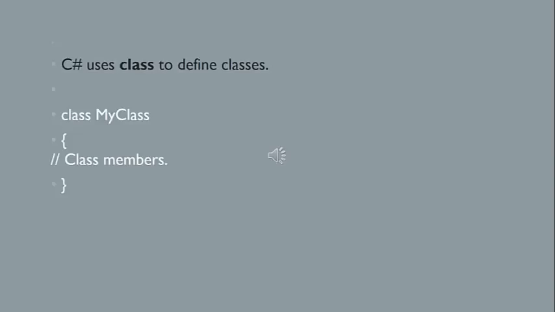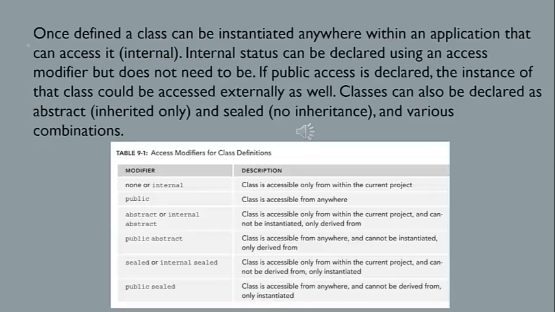C# uses class to define classes. Class MyClass, open curly bracket, add class members, close curly bracket. Once defined, a class can be instantiated anywhere within an application that can access it.